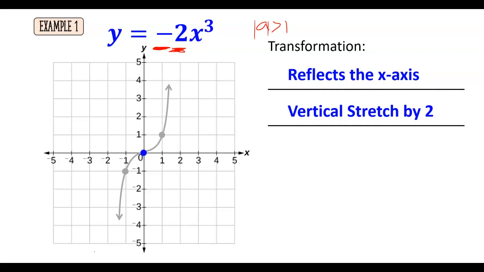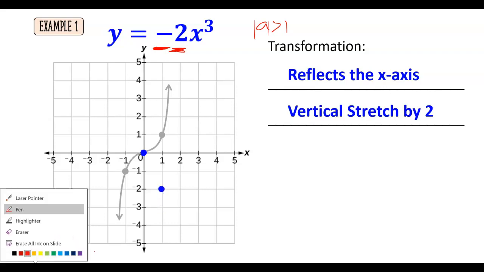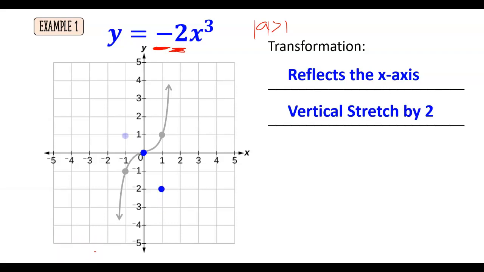So here's how you're going to do it. You're going to plot these points, okay? When it reflects, it's not going to go up to the right. It's going to go down to the right. It's not going to go down to the left. It's going to go up to the left. And then you stretch it by 2. So make sure that it goes 2 down to the right and then 2 up to the left.